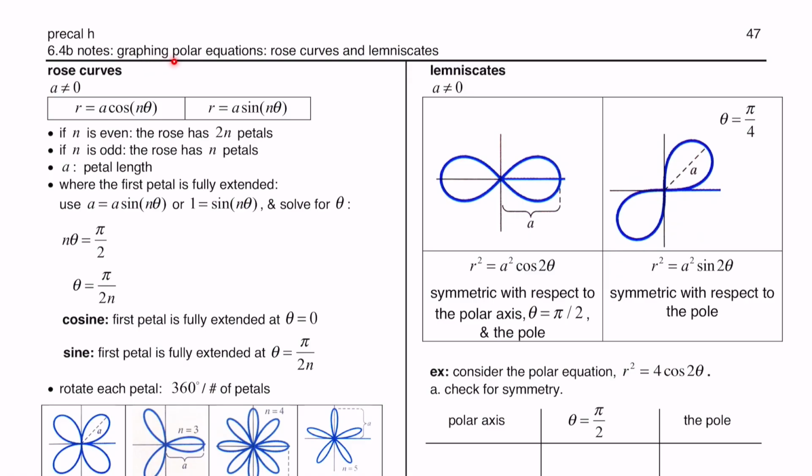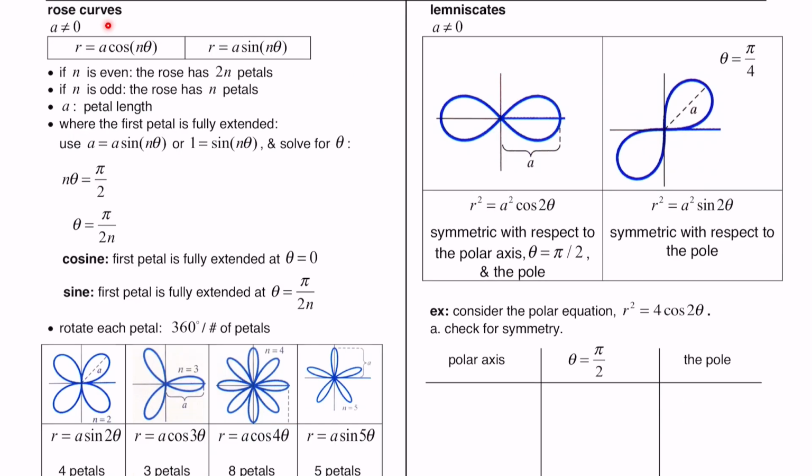In this lesson, we're going to graph polar equations, specifically Rose curves and Lemniscates. For a Rose curve, your equation is going to be in the form of r equals a cosine of n theta, or r equals a sine of n theta.